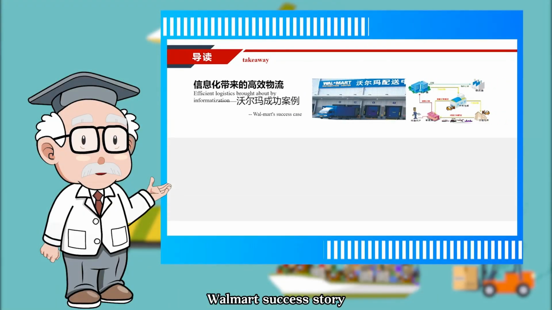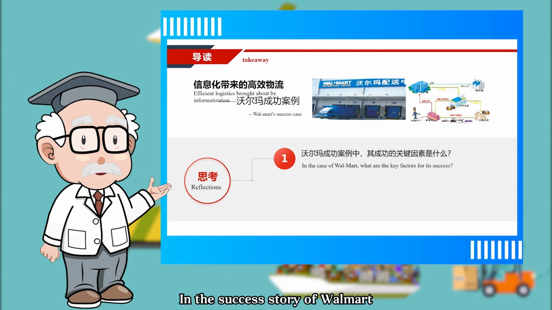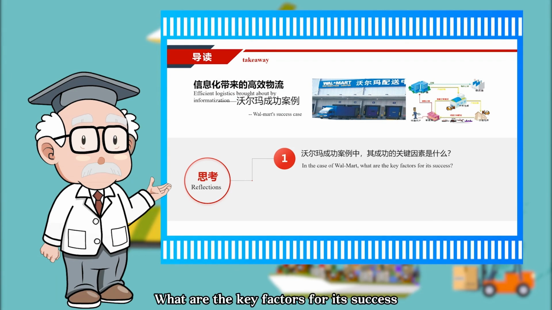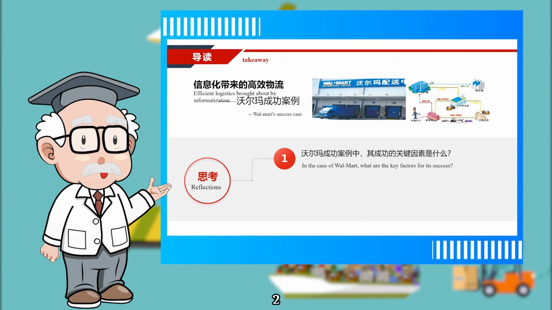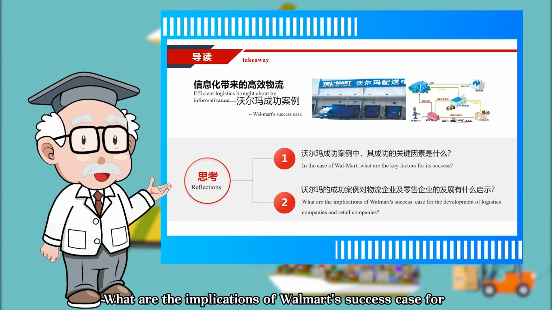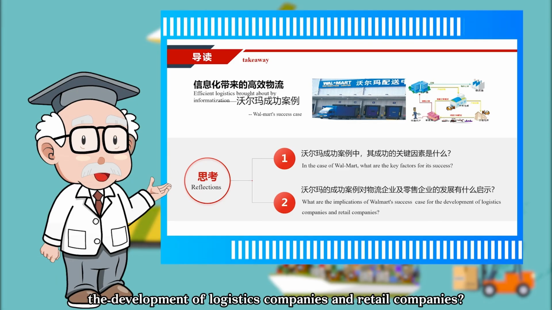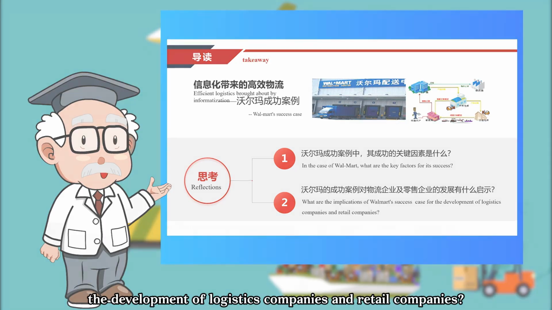The efficient logistics of informatization: Walmart success story. Please think about it. 1. In the success story of Walmart, what are the key factors for its success? 2. What are the implications of Walmart's success case for the development of logistics companies and retail companies?